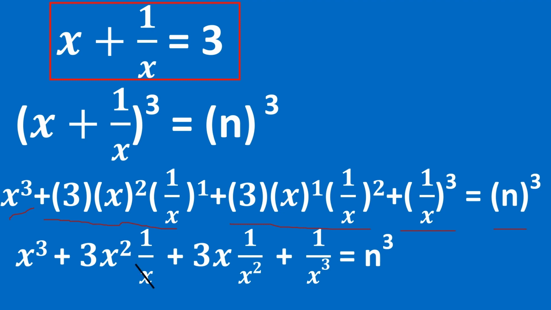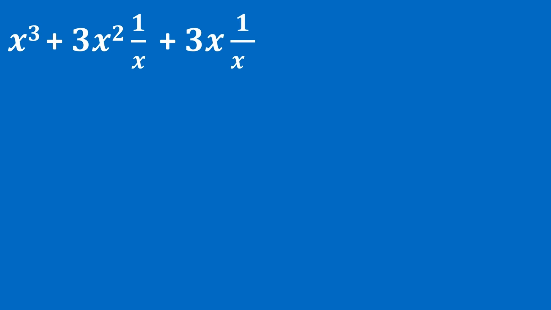When we simplify this further, we have x here, 1, x in x squared, we have x. So when we also simplify this other one, one of the x's will be cancelled by the x on top. So let's see what we have as the expansion. We have x cubed plus 3x squared times 1 over x plus 3x times 1 over x squared plus 1 over x raised to power 3 is equal to n raised to power 3.